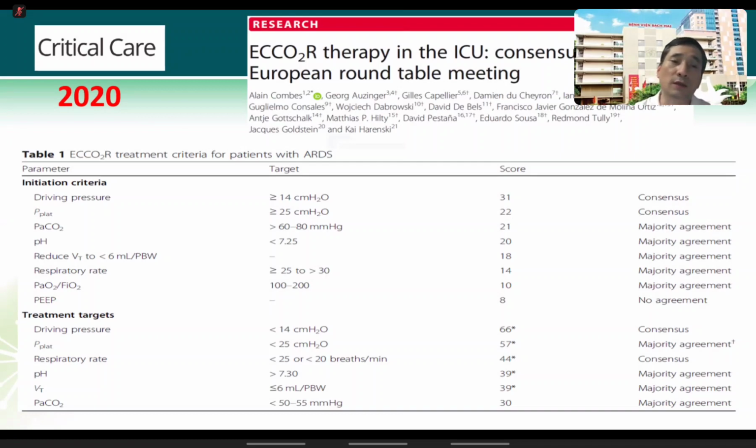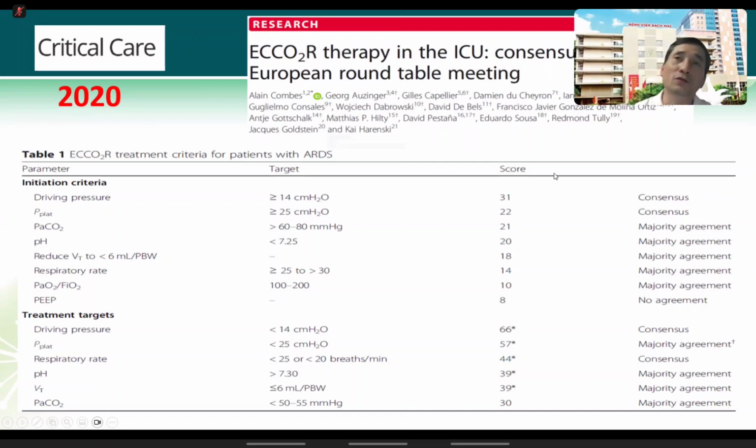So in the initiation criteria, you can see driving pressure. They are very aggressive. If the patient has a driving pressure of 14 and above, they already recommend using the technology, or a plateau pressure of 25 and above. This is a consensus, and a big agreement.